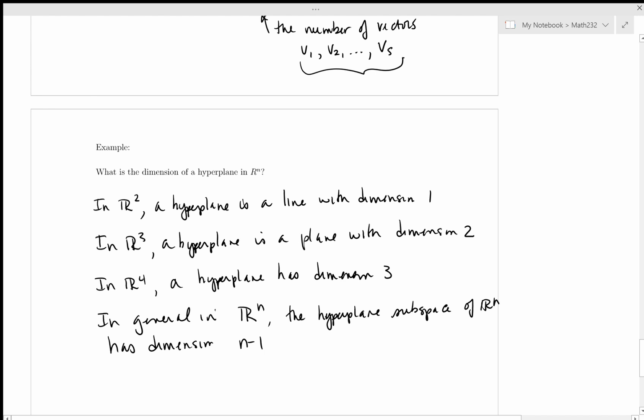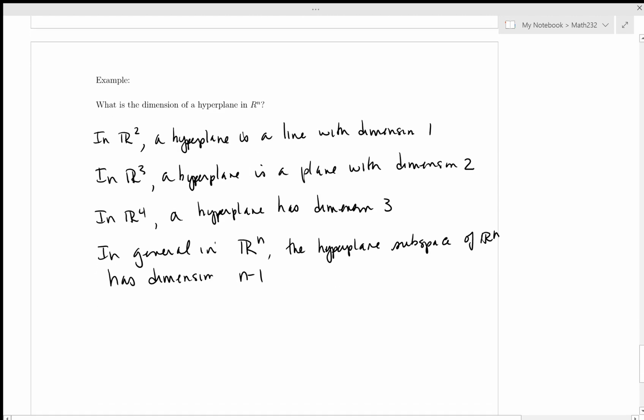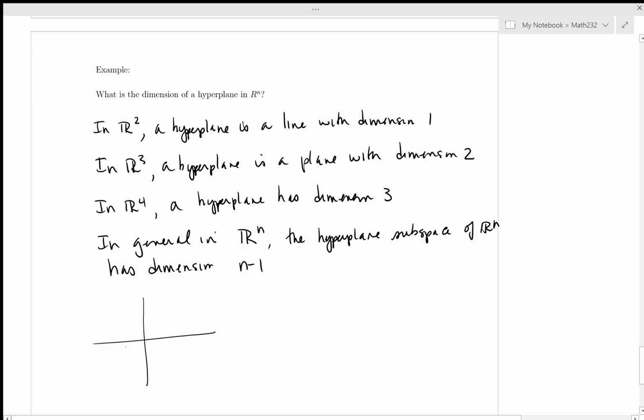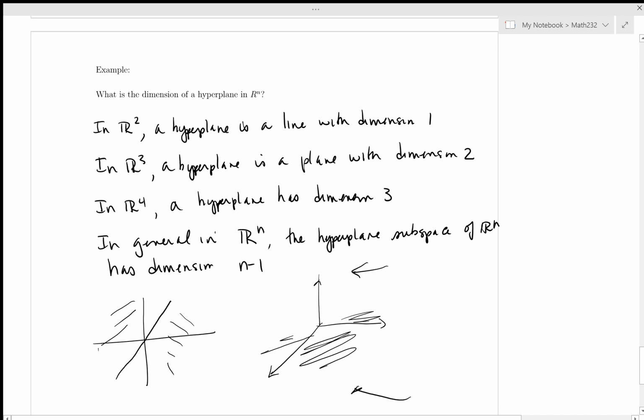Okay, and in our Euclidean type space, the hyperplane divides the space into 2. For example, in R2, we take some line through the origin, and that divides the space into 2, this part over here and this part over here. When we have a three-dimensional situation, we take a plane, let us say the xy plane, and it divides the space into 2, the stuff that's up here and the space that's down here below. Okay, so that's that. The dimension of the hyperplane in Rn is n-1.